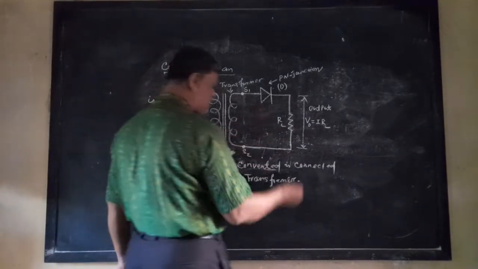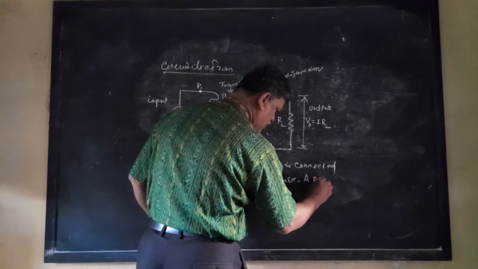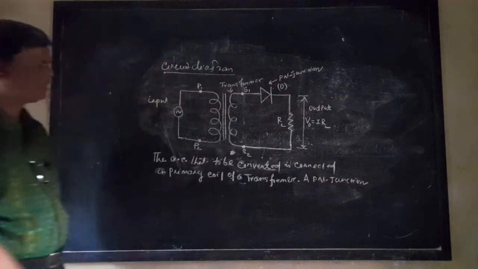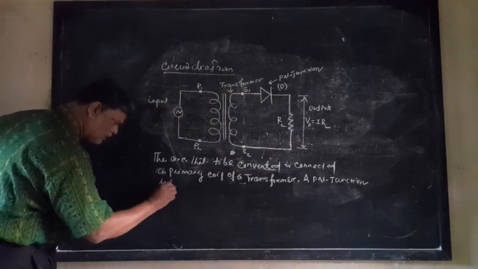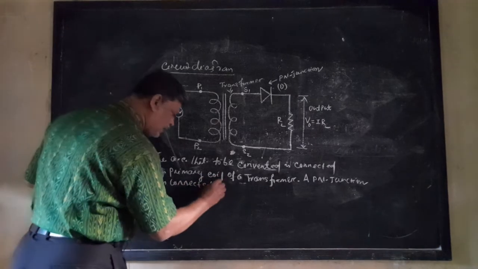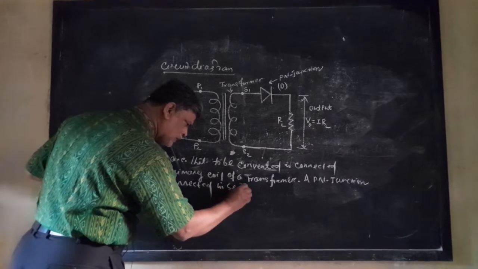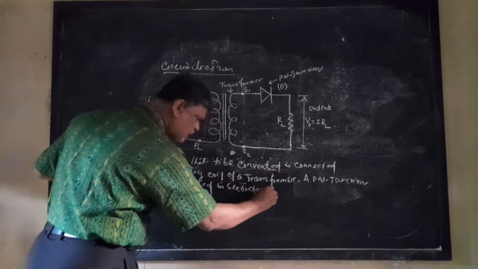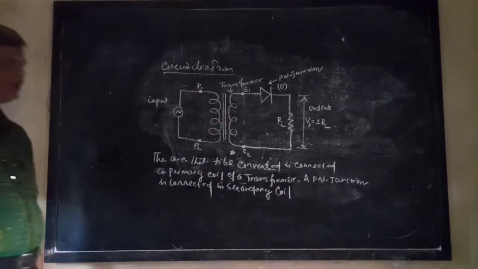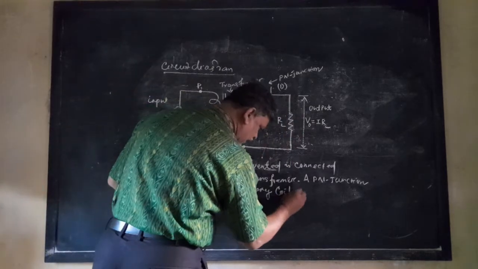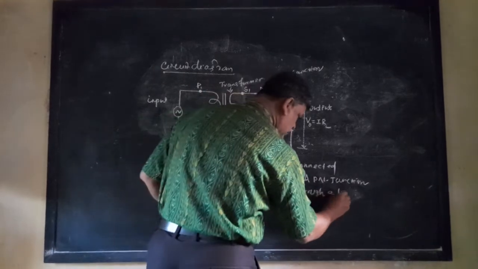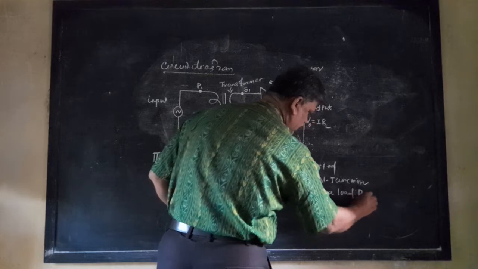A crystal diode, a PN junction, is connected in the secondary coil through a load RL. Clear?